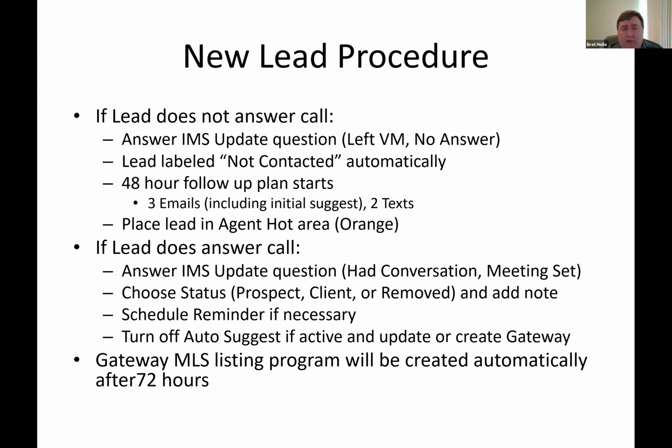So once the call is over, you answer the IMS update question, which is part of the system. The lead is automatically labeled not contacted, and the 48-hour follow-up plan starts. During that 48-hour follow-up plan, the system is going to send 3 emails, 2 text messages. One of the emails is going to have properties attached to it if the client has clicked on enough properties where the system can say, get a profile together for that lead. So the system is going to send out a suggest message with, hey, what do you think of these properties? And it's another way of trying to get the client to contact you back.